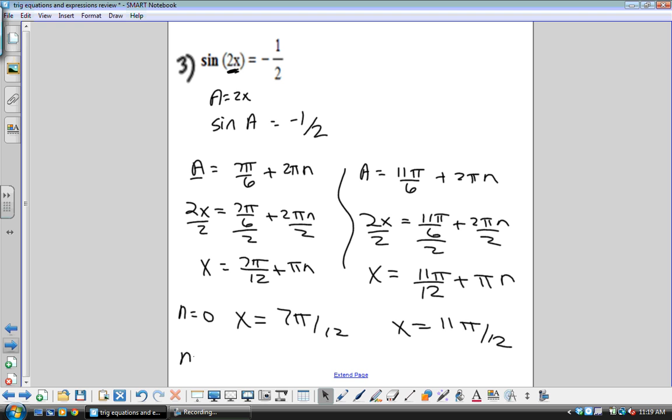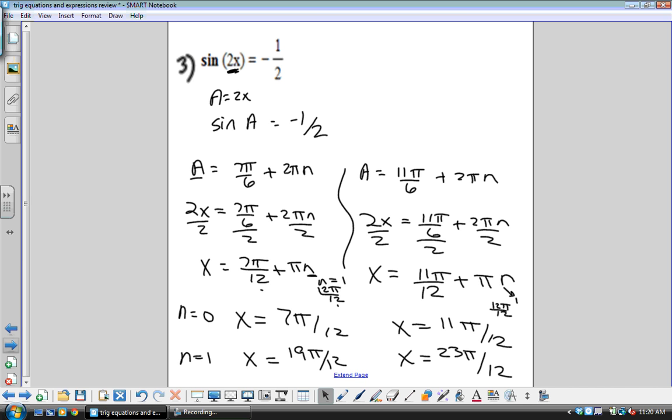Okay, now let's let n equal 1. So if I let n equal 1 here, I'm just going to think of this as 12 pi over 12. So 7 pi over 12 plus 12 pi over 12 is going to give me 19 pi over 12. Okay, for my other one here, if n equals 1, then I'm going to think of that as 12 pi over 12. So 11 pi over 12 and 12 pi over 12 would be 23 pi over 12, which is almost too big, but that's just under 2 pi there.